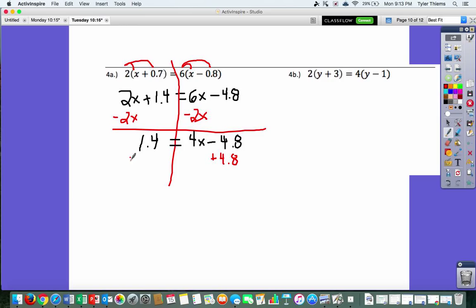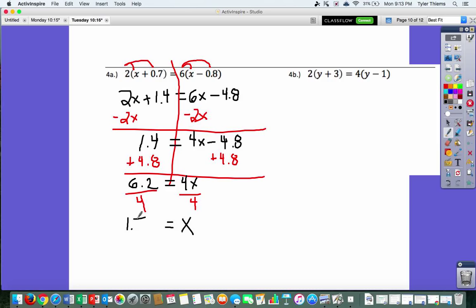Remember, we're always isolating the variable here. Get the variable by itself. So our new equation then, 6.2 is equal to 4x. Divide both sides by 4. Divide by 4. And we get x equals 1.55. That's number 4. Go ahead and press pause and do number 4b on your own.